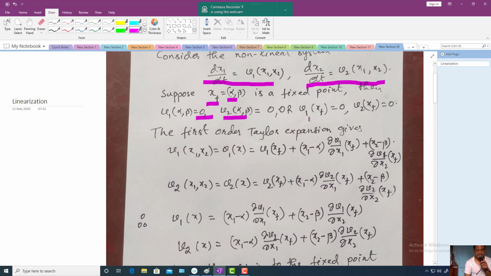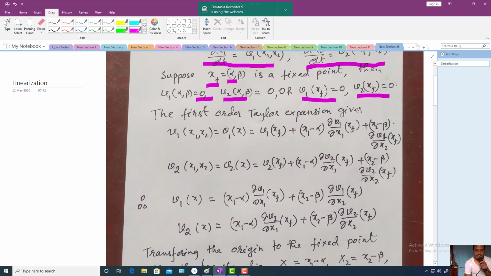So you can write it in vector form like this, v1 of xf is equal to 0 and v2 of xf is equal to 0, because this can be convenient for us. In the vector form also, you can write like this. So the vector form of the fixed point is xf equal to alpha beta.